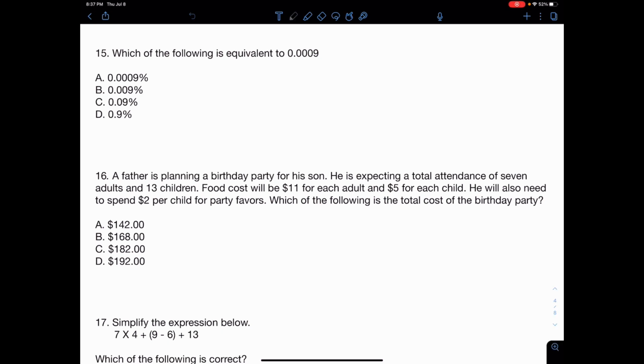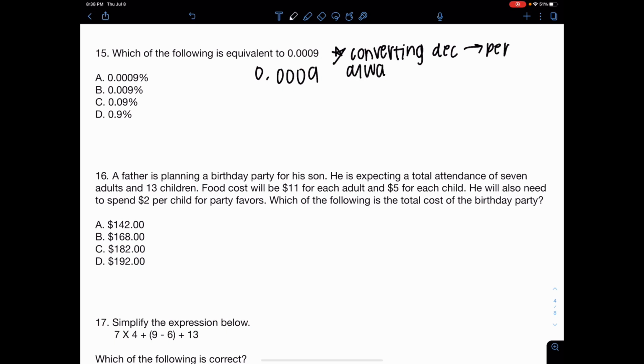So this one, let's see. Which of the following is equivalent to 0.0009? So first thing I always do is, of course, write it out. 0.0009. Now one thing for tests that you should know is converting decimal to percent. You're always going to move the decimal point 2 places to the right.